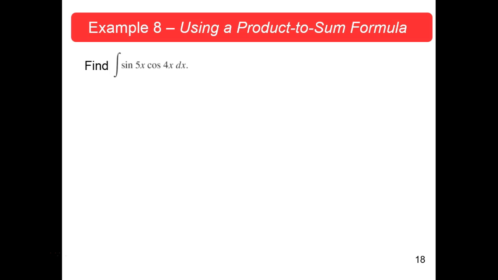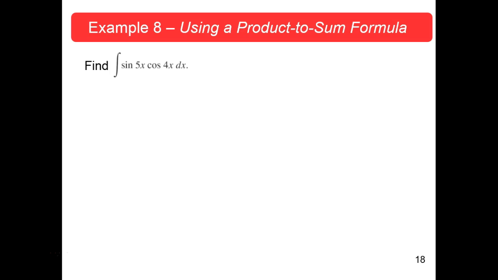Find the integral of sine 5x cosine 4x dx. There's no substitution. There's no trig substitution. There's nothing I can think of to do that except those formulas. When are you ever going to run into integrals like that? I don't know. You might. It sort of smells a little bit like Fourier analysis, but we're not getting into that in this course.